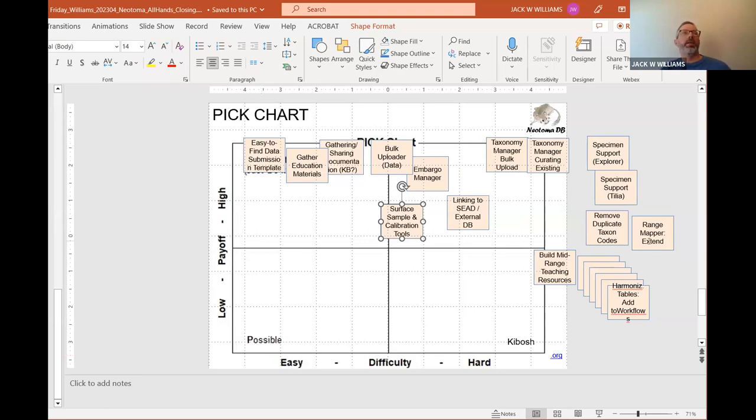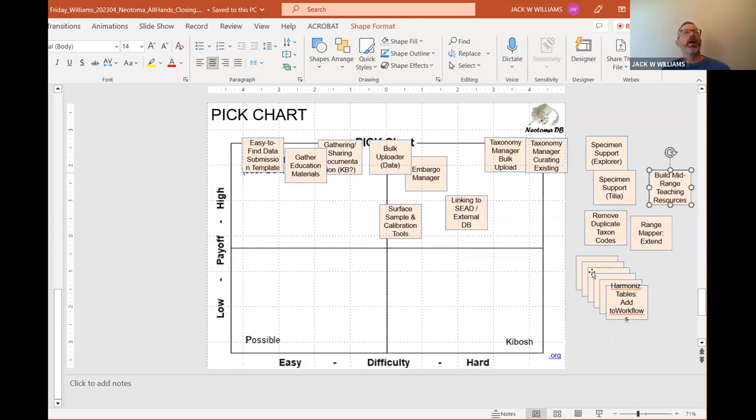Let's see. Are there other ones people want to advocate for, either things I've got off to this side that haven't been placed yet, or things I don't have that people would like to see up here? And I think what we're seeing is that we find all these high payoff things on the easy to hard spectrum.